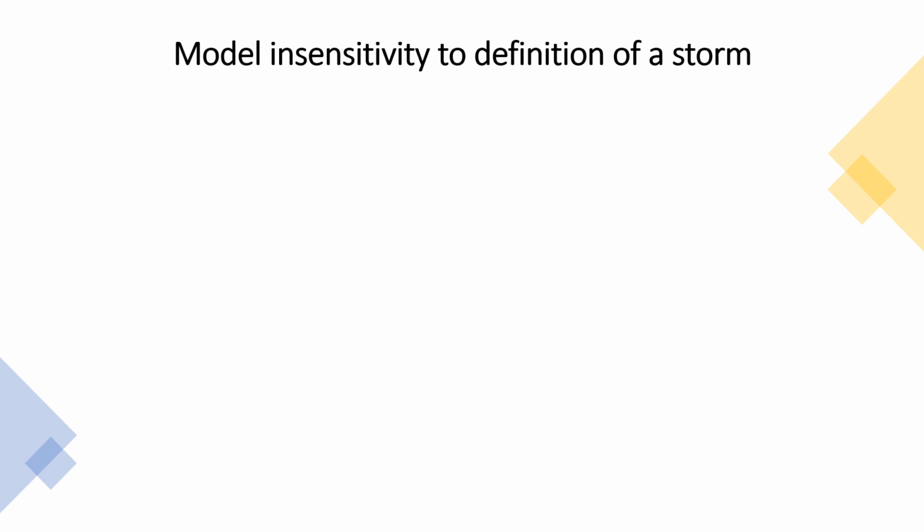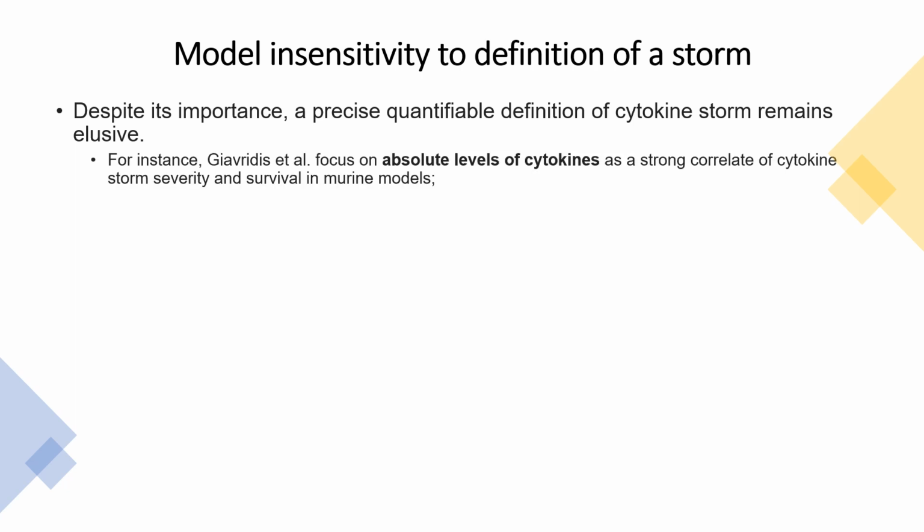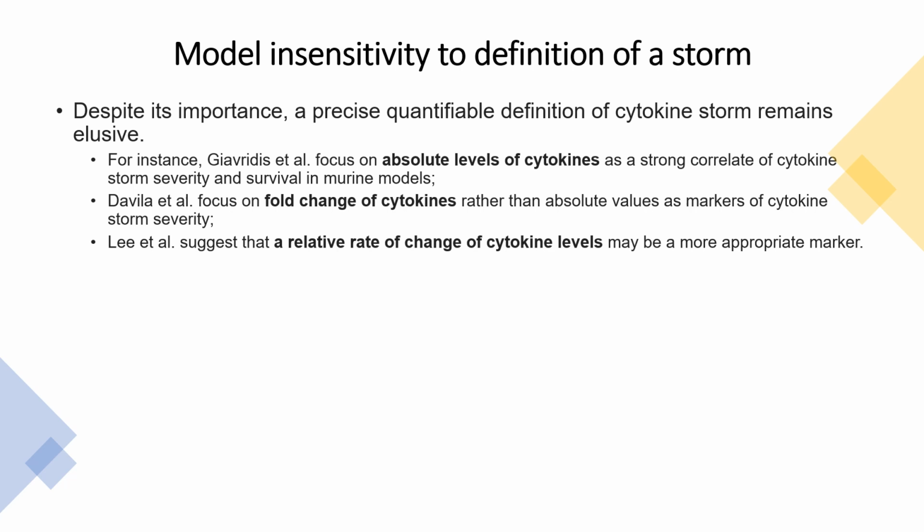Now, the way that we define a storm here is that it goes above this particular threshold. But actually, despite its importance, a precise quantifiable definition of cytokine storm remains elusive. So we found several. For example, these authors focus on absolute levels of cytokines as a strong correlate of cytokine storm severity and survival in murine models. That's the approach we took. These authors look at fold change of cytokines rather than absolute values as markers of cytokine storm severity. Li et al. look at relative rate of change of cytokine levels, maybe as a good marker.